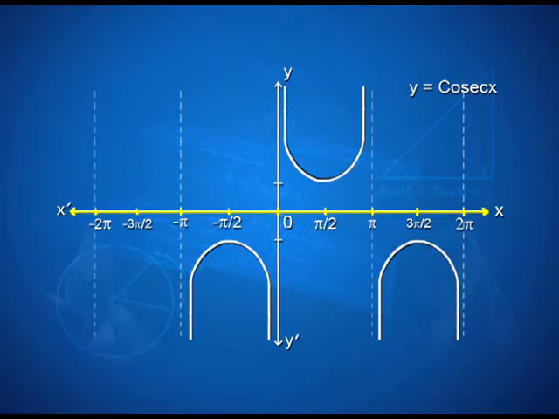X dash O X is the x axis. Similarly, Y O Y dash being the y axis, we can draw the graph of the curve y is equal to cosec x between 0 and pi in this manner, and between origin and minus pi in this manner, and between pi and 2 pi again as mirror image of the graph between origin and minus pi.